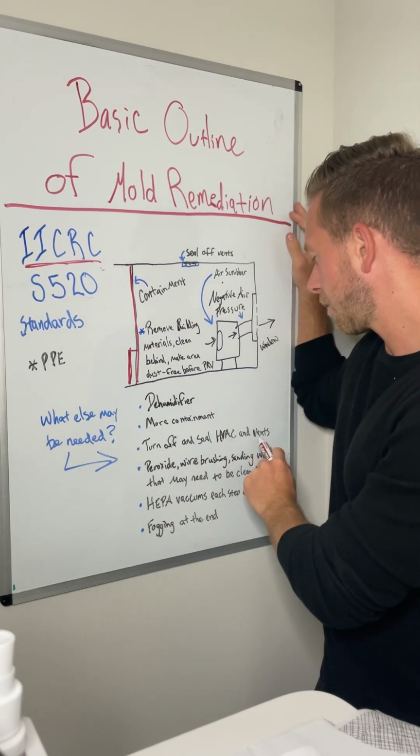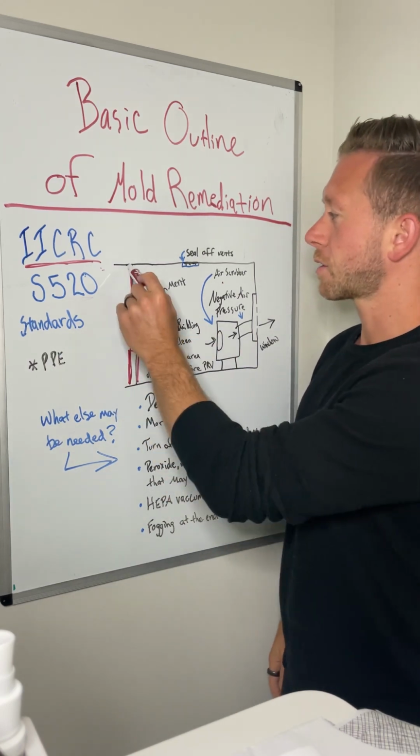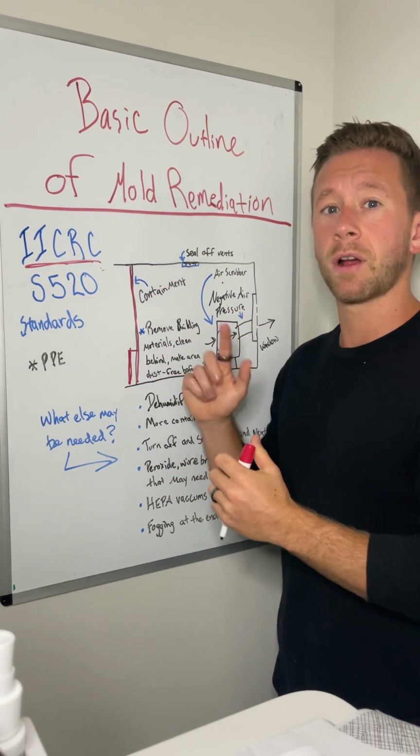Like I mentioned, we should turn off and seal the HVAC vents. There may need to be more containment in other areas. Maybe there's going to be a hallway that leads outside and they want to take the building material from there out the door.